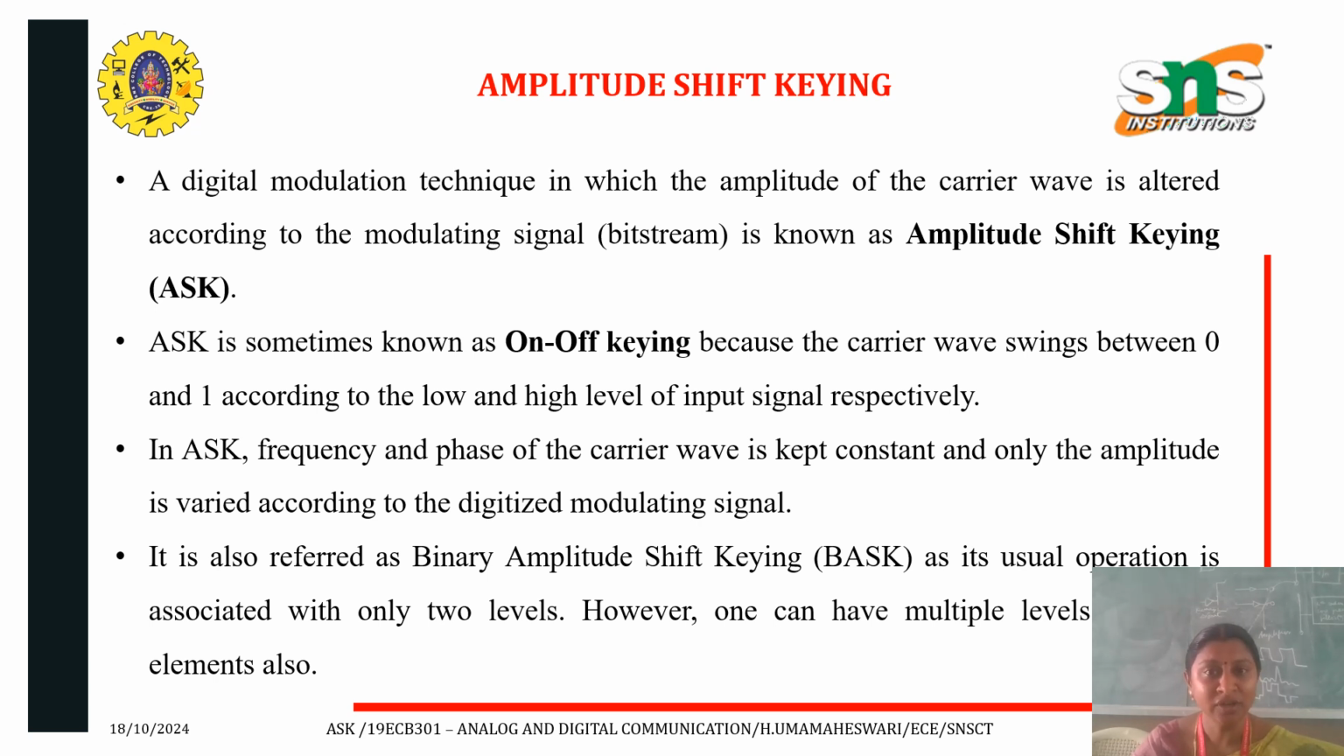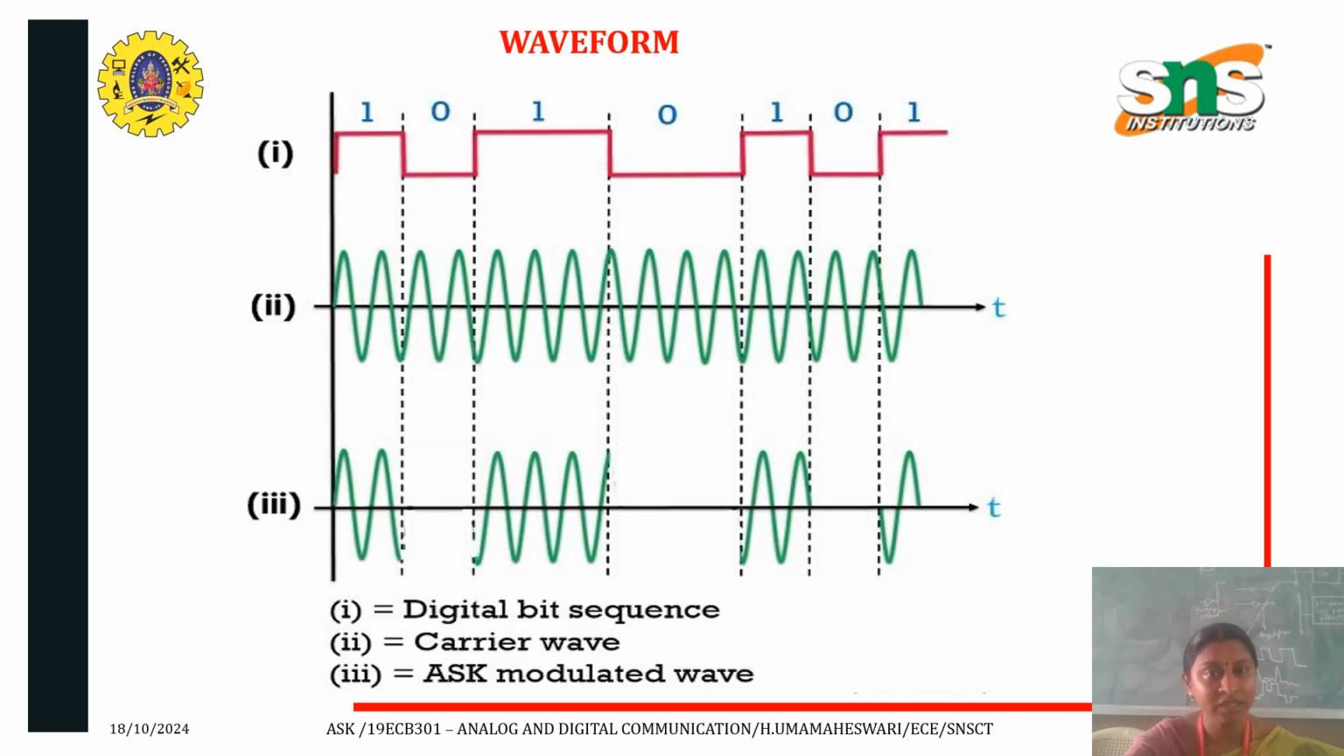It is also referred to as binary amplitude shift keying, and its usual operation is associated only with two levels. However, one can have multiple levels. This is the waveform. When it is 1, the ASK modulated wave will be there. When it is 0, it won't generate any ASK modulated wave.